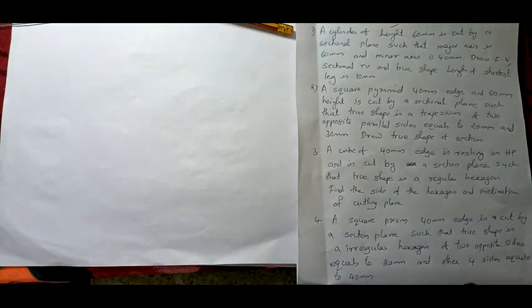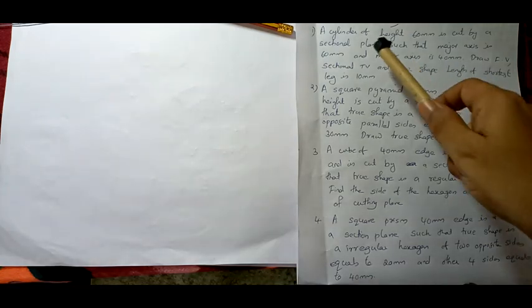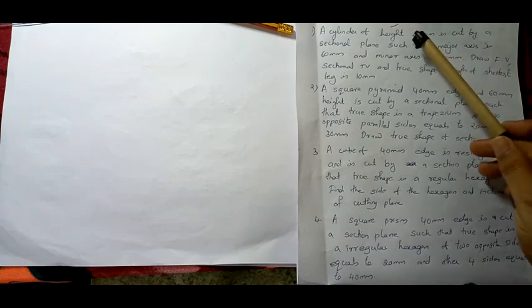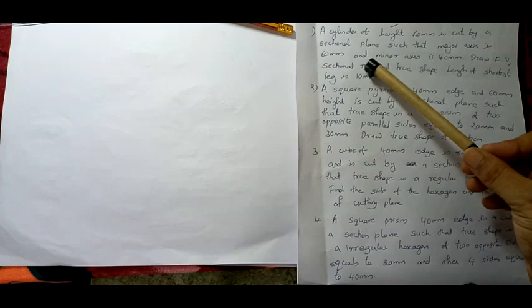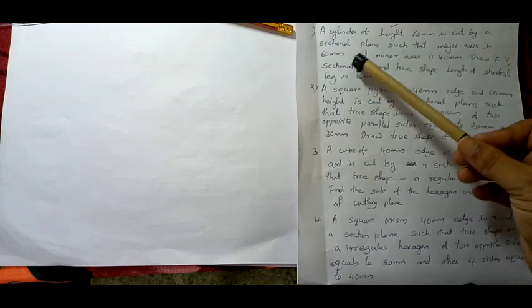Hi students, today we'll be focusing on more problems on section of solids if true shape is given. So we'll go to the first question. It's a cylinder of height 60 mm. The diameter is not given, and it is cut by a section plane such that the major axis is the section plane.